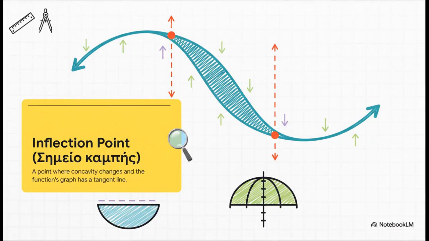Now, an inflection point isn't just any place where the bend switches. As you can see from the definition here, it's a point where that change happens and the function is smooth enough to have a well-defined tangent line. Both of those conditions are absolutely required, no exceptions.